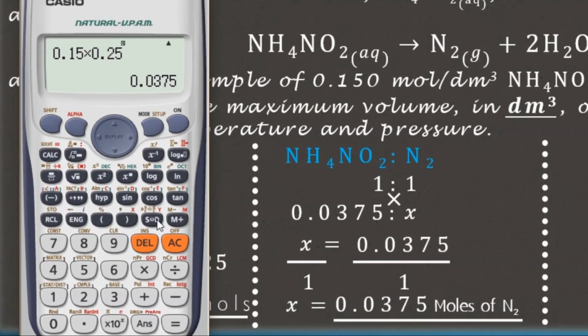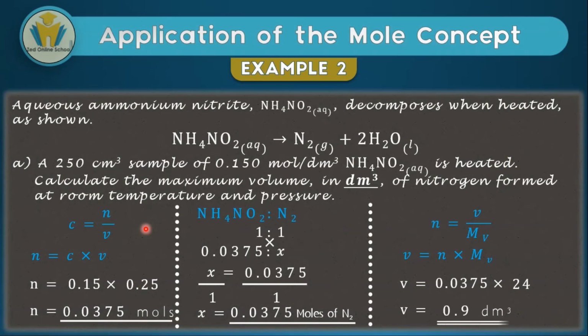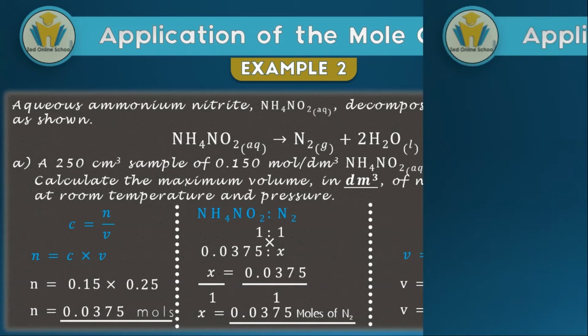I still have my answer there, so I'm just going to hit multiplication. My calculator knows I want to multiply this answer with the 24. And I have my answer. You can do it separately, you see your answer will be still the same. Nitrogen produced will be 0.9 cubic decimeters. If this is converted to liters, this will be just 0.9 liters, which is about 900 milliliters.